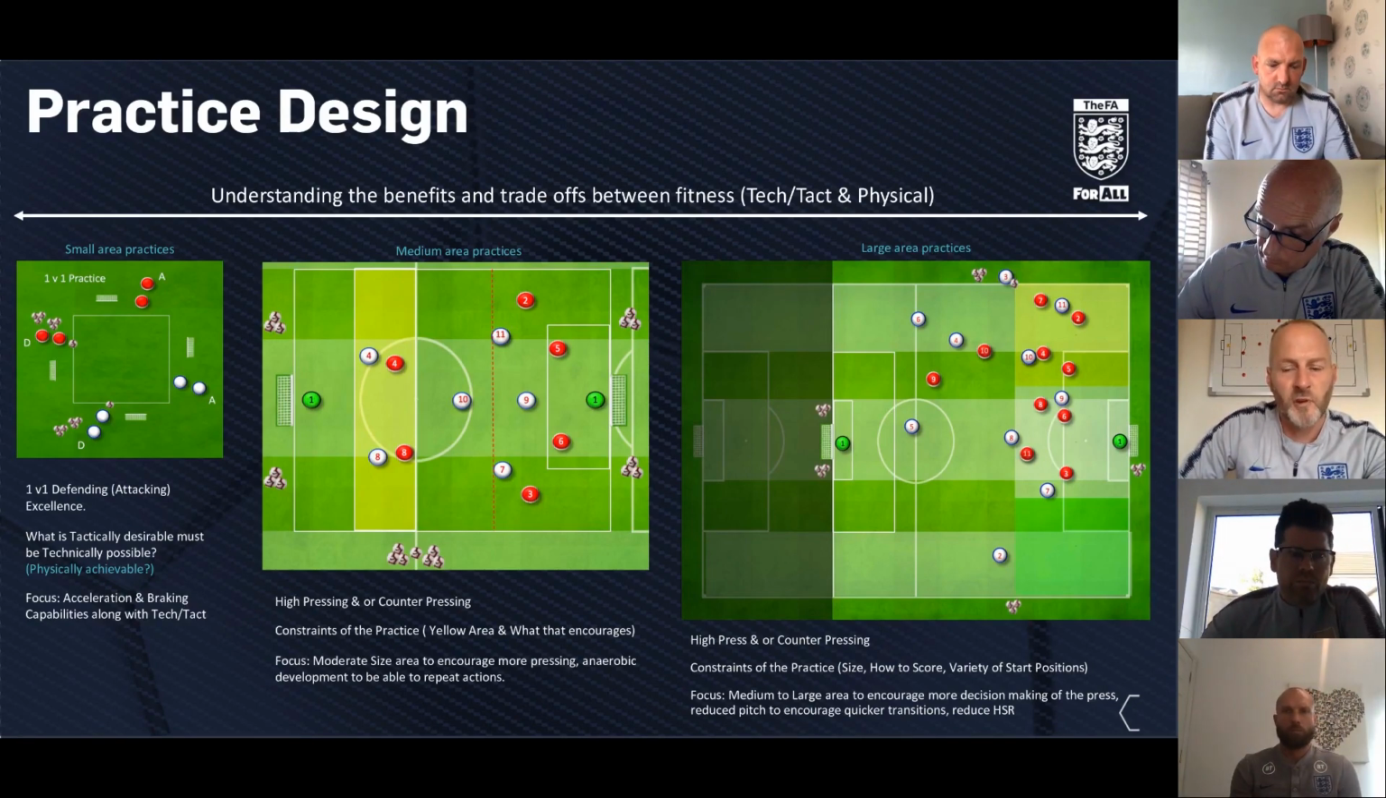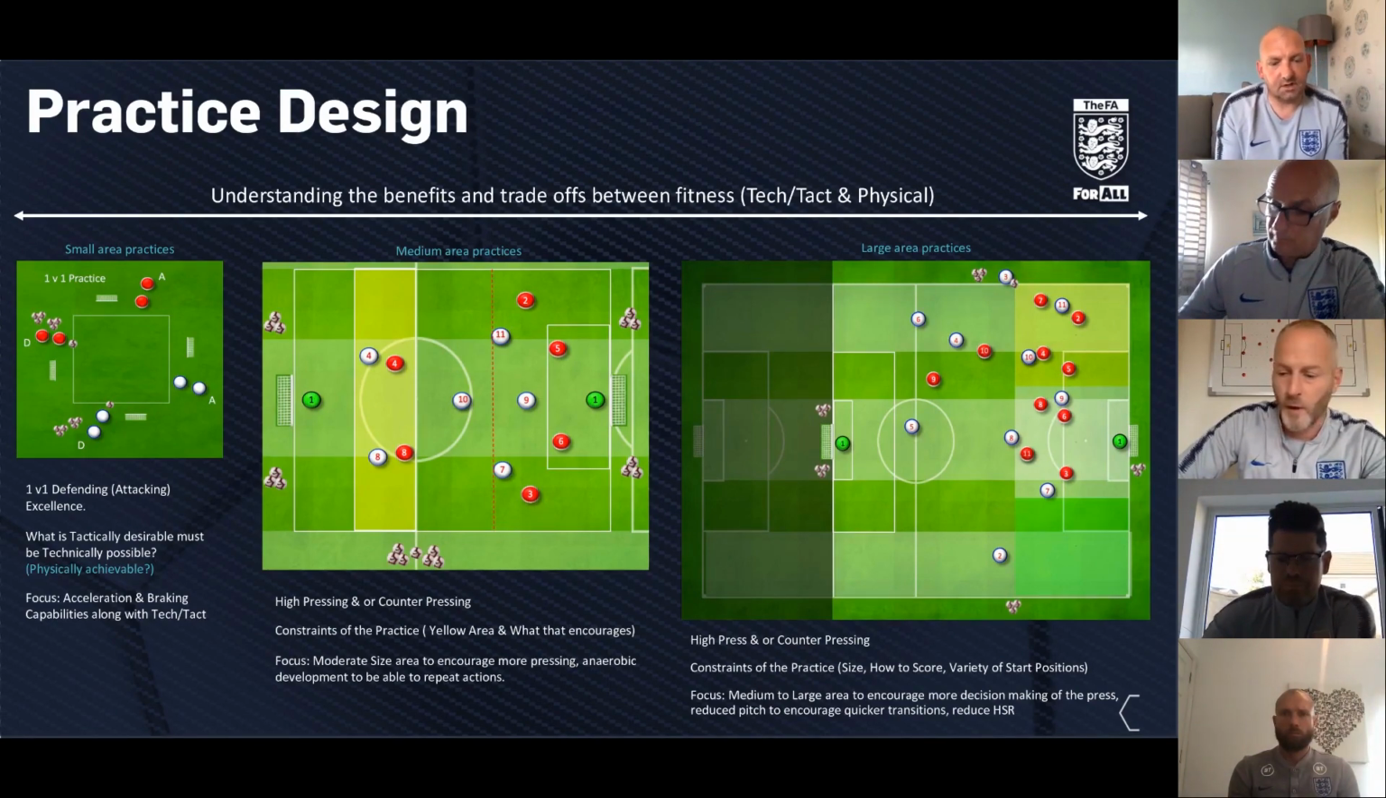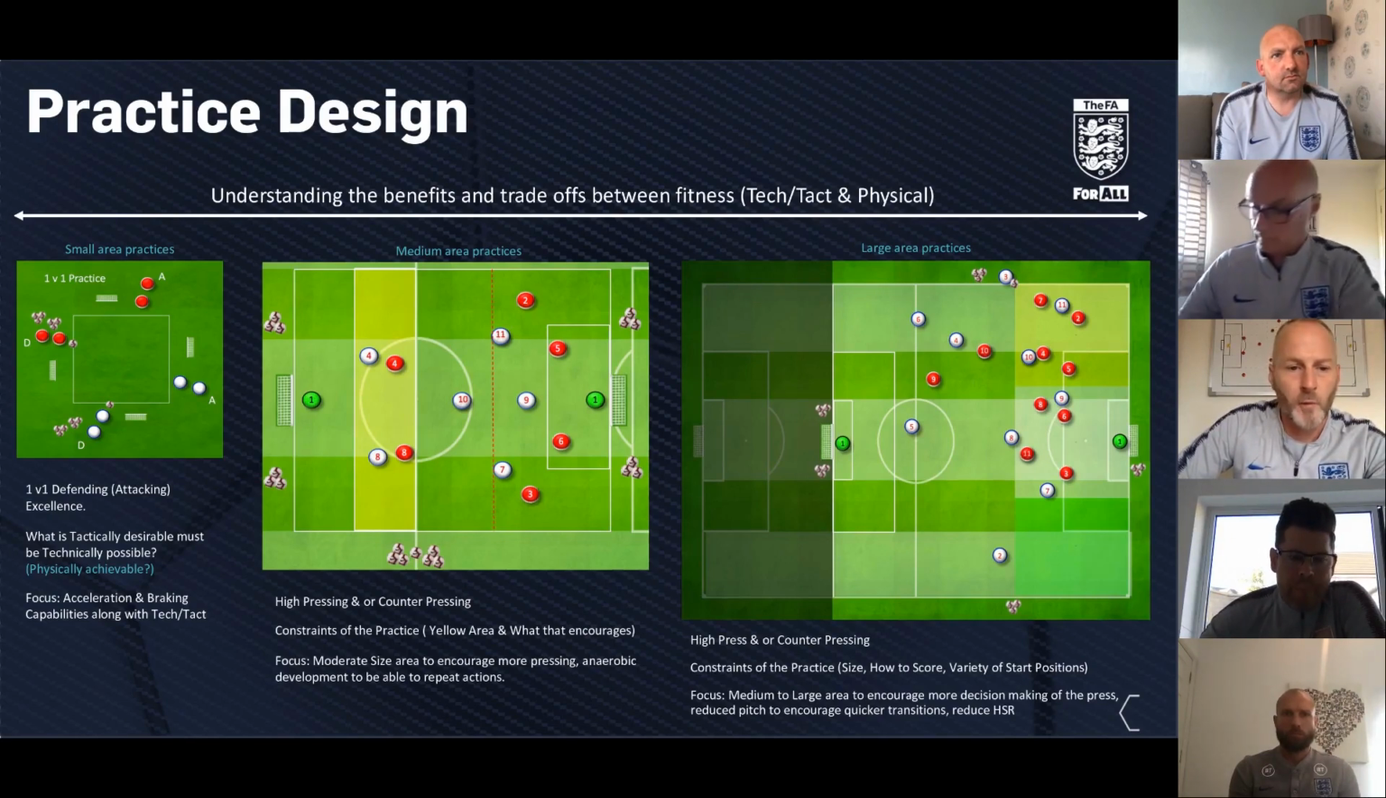So we're going to demonstrate and show you some examples of some small, medium and large size practices which start to think around the high press, around being out of possession and then looking to try and win the ball high up. Also around the counter press, where we've had possession, we've turned over the ball, and we've got to think about trying to win the ball back as fast as we can by being connected with our teammates. So we're going to start off with a 1v1.